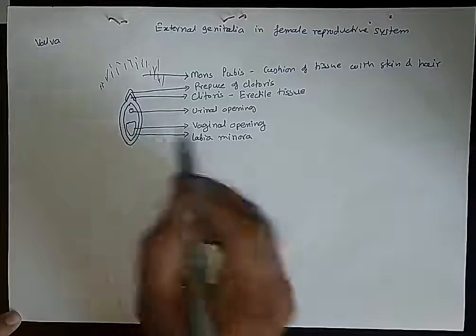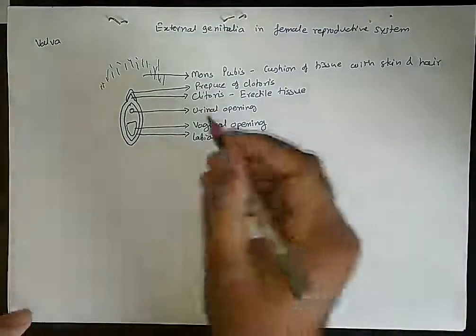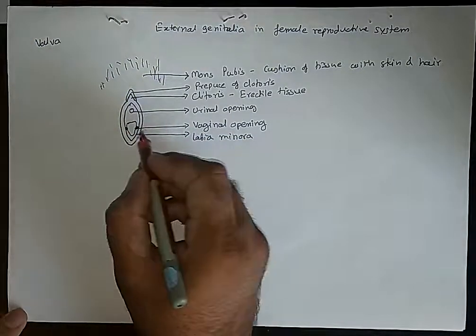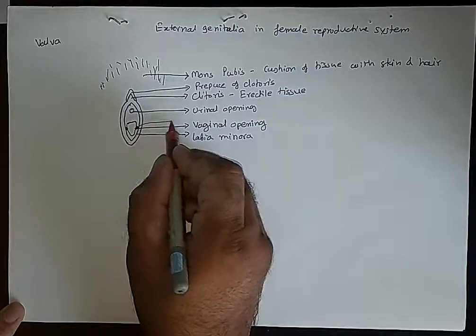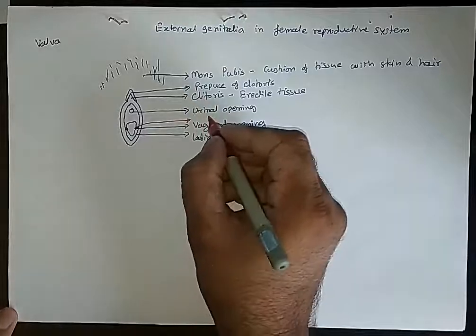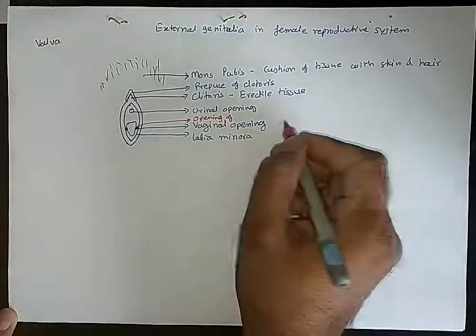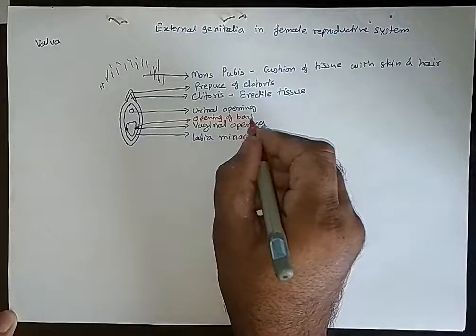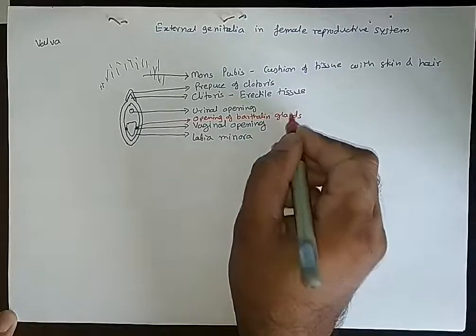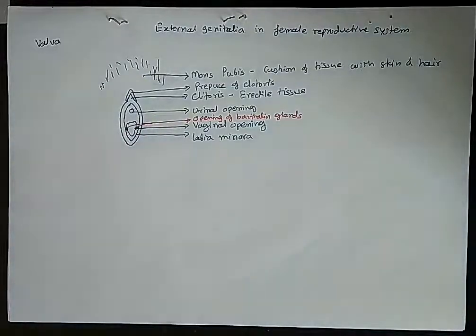Again, on each side of this vaginal opening there are two glands. So this is one gland, and another one is this gland. These are the openings of the Bartholin's glands.